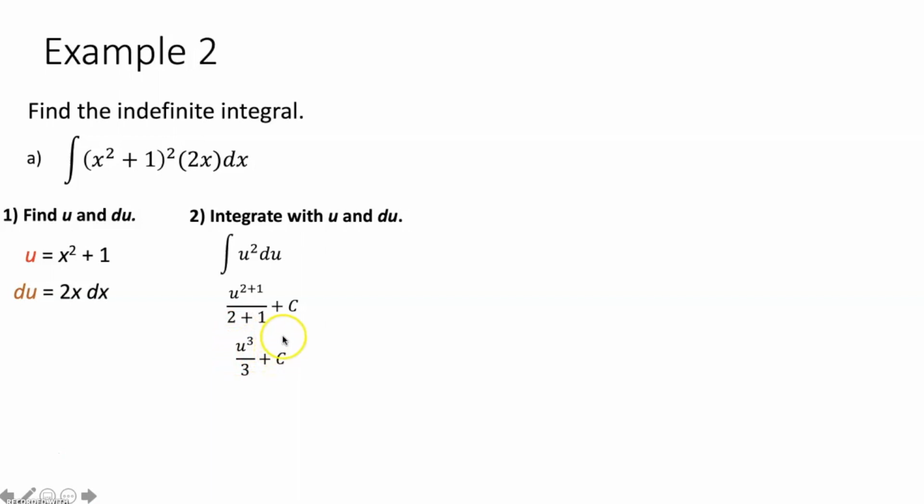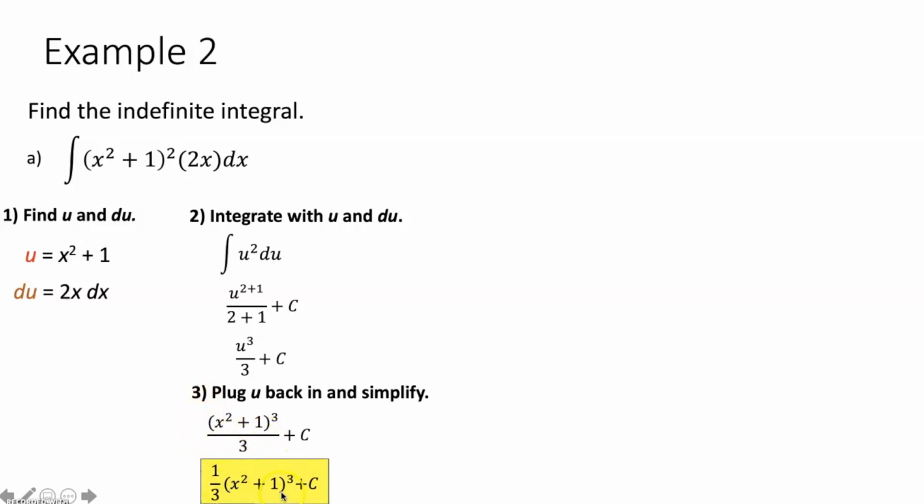Now, to finish this question, all I have to do is substitute what I set u equal to back in for u. So I'm going to take x squared plus 1, plug it back in for u in this antiderivative, and I get x squared plus 1 cubed over 3 plus c. I could write this as my answer, or if I want to make it look a little neater, I could just take this divided by 3 and make it a 1/3 multiplied out front, and I have my antiderivative. Done.